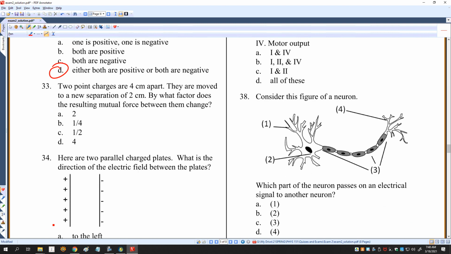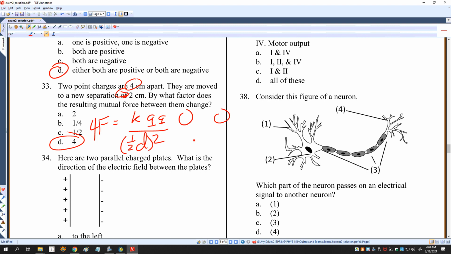Two point charges are 4 centimeters apart. They're moved to a new separation of 2 centimeters. By what factor does the resulting mutual force between them change? So F is kQQ over d squared. What I'm doing is I've moved them from 4 to 2, so I have a factor of a half here. That means my force increases by a factor of 4. So I have these charges, and then I move them closer together. If my forces are like this, they've now increased by a factor of 4.